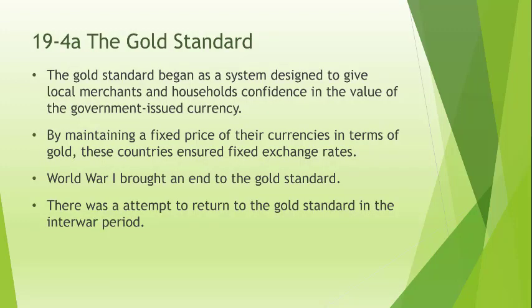Before we close up this chapter, just a couple of historical points. So, gold standard. This was a system designed to give local merchants and households confidence in the value of the government-issued currency. By maintaining a fixed price of their currencies in terms of gold, these countries ensured fixed exchange rates. So basically, if you can fix the gold price to the dollar, and this was done actually in the 60s and 70s, then that's useful, because then you can convert anything else into dollars as well.